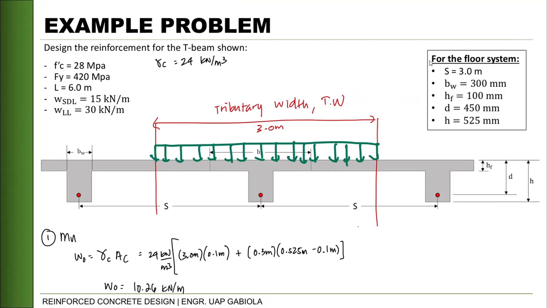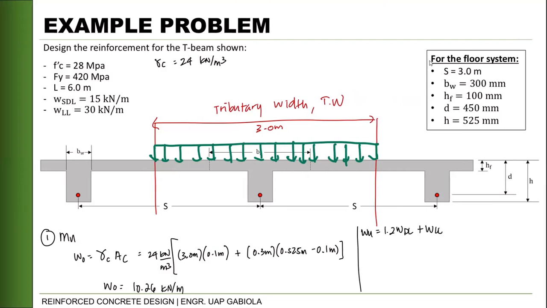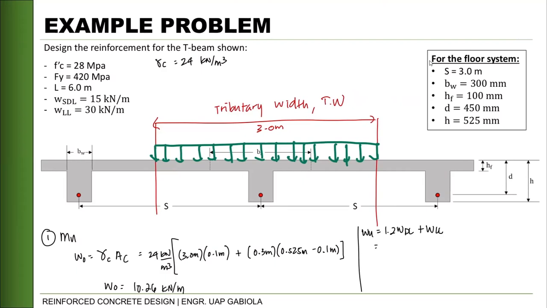Then to calculate for our moment, our ultimate uniformly distributed load will be 1.2 times WDL, dead load, plus 1.6 WLL. For dead load, that will be the combination of our self-weight and yung ating SDL, 1.2 times 10.26 plus 15 kilonewton per meter too. Then for live load, sorry, may multiplier tayo, so 1.6 times 30. Okay? WU is 1.2 times 10.26 plus 15 plus 1.6 times 30.